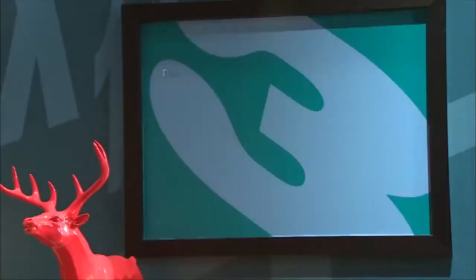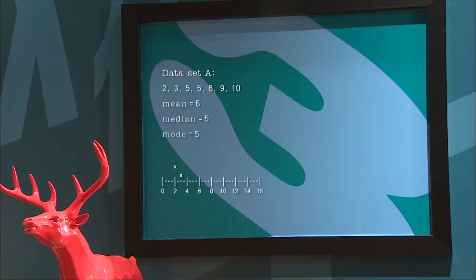Let's make some changes to a set of data and see whether we can draw a conclusion. There are 7 items in dataset A. The mean is 6, the median is 5, and the mode is 5 as well. These 7 items look like this when plotted on a number line.